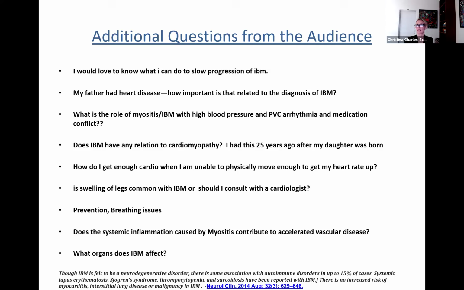Question about heart disease. How important is this? If your father had heart disease, that's a risk factor. And just getting back to the initial discussion of managing risk, you can't change your father, but you can look at the other risk profile and decide if medications are warranted.